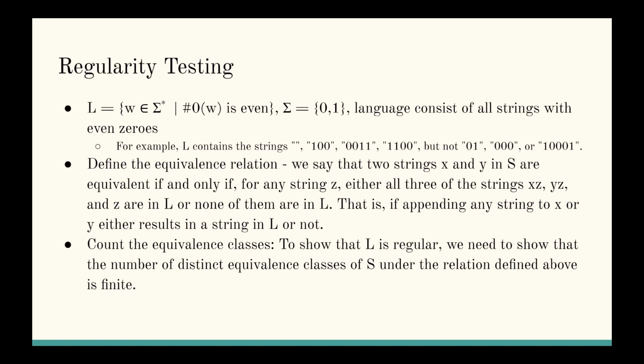We say that two strings X and Y in S are equivalent if and only if for any string Z, either all of the strings XZ and YZ are in language L, or none of them are in L. That is, if you're appending a string to X or Y, it either results in a string that is in L or it's not in L. Now we'll count the equivalence classes. To show that L is a regular language, we will need to further show that the number of distinct equivalence classes of S under the relation defined above is finite.